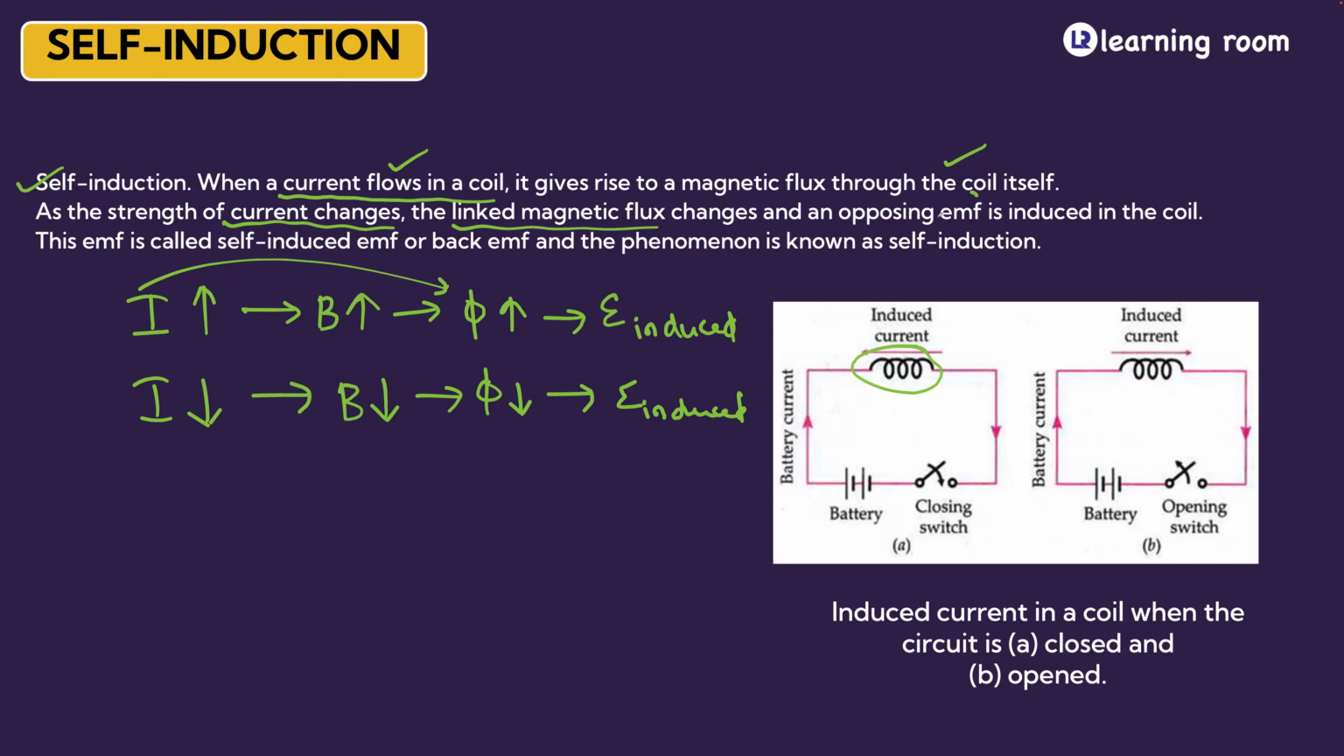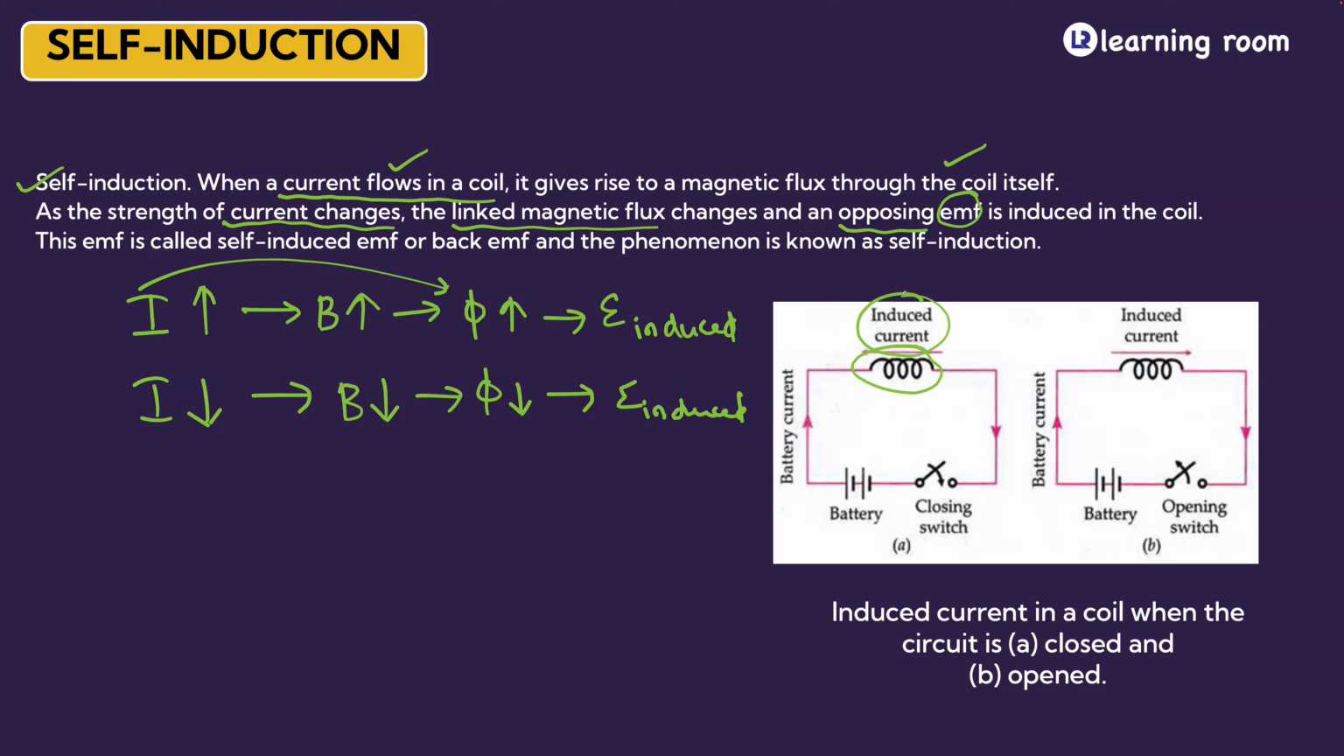There is an EMF that is going to get induced in the coil, and the name of that induced EMF is what is called opposing EMF. Because the EMF will get induced in such a way that the induced current will be in the direction opposite to the actually flowing current. So, in this case, when the switch is getting closed, the current in the circuit is going to flow in the clockwise direction. The EMF will get induced in such a way that the current will be in the opposite direction.